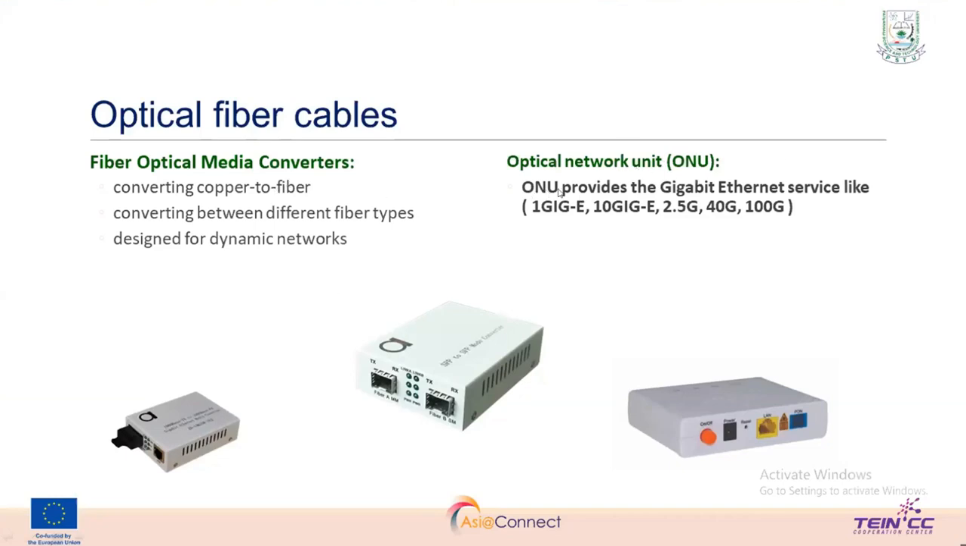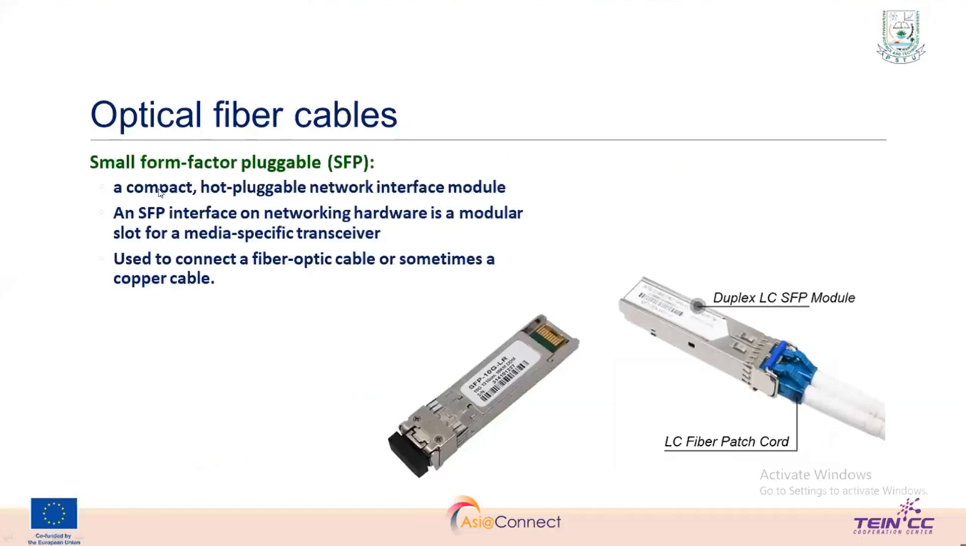The optical network unit, ONU, provides the gigabit Ethernet service like 1G, 10G, 2.5G, 40G, and 100G. Small form factor pluggable, or SFP, is a compact hot-pluggable network interface module. An SFP interface on networking hardware is a modular slot for media-specific transceivers used to connect fiber optic cables or sometimes copper cables.